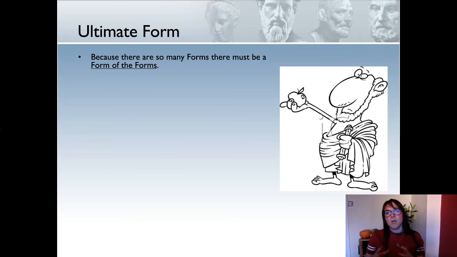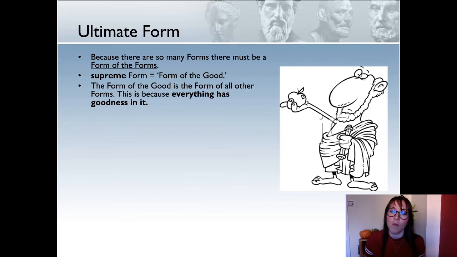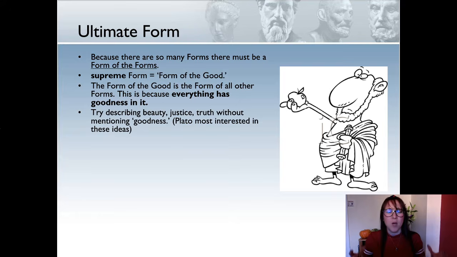So what Plato argues is when there are so many forms of every single thing in existence, there must be the ultimate form, the form of forms. The supreme form is for Plato the form of the Good. This is because everything has goodness in it. You can't describe beauty or justice or truth without goodness. So these are the ideas that Plato was interested in. He wasn't interested in, for example, the form of a cat. That was of no interest to him. He was interested in the big things, the things that have meaning like justice and truth and beauty.